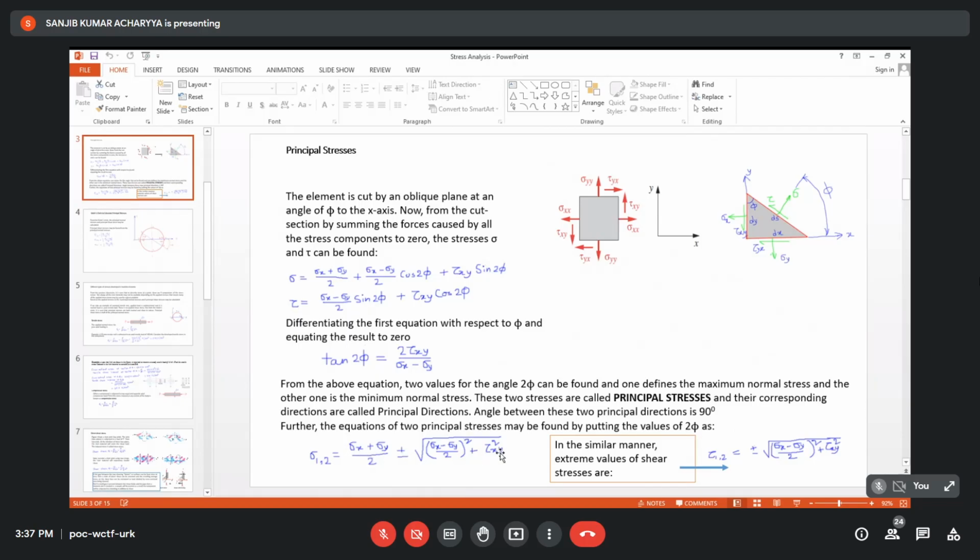Instead of sigma x, sigma y, look, follow my statement. I have applied a sigma x in the x direction, a sigma y in the y direction, and a tau xy in shear nature. For design purpose, instead of applying this type of loading, if I would apply a sigma 1 value, that will damage the material at the same rate, because material behavior in case of design is governed by the maximum stress.